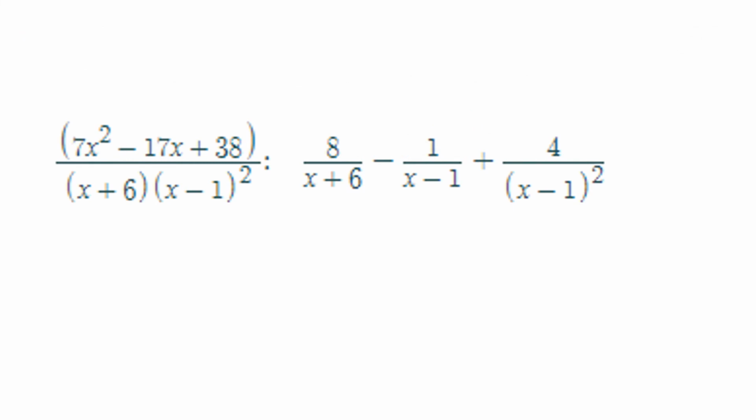Okay, so what you should get is 8 over x plus 6, minus 1 over x minus 1, plus 4 over x minus 1 whole squared. And again, you could use Heaviside cover-up on this one and Heaviside cover-up on this one. You had to go back to using algebra to get this. But Heaviside could save you 2/3 of the calculation. That made it worthwhile.